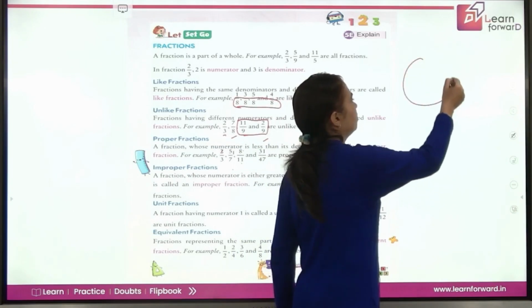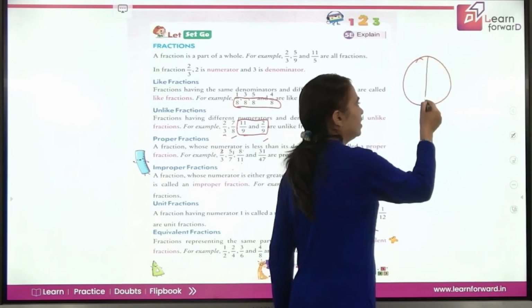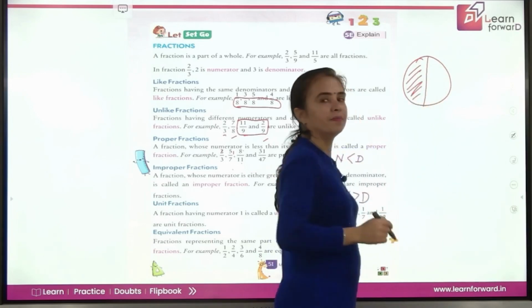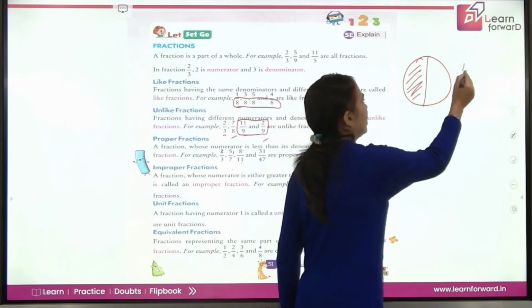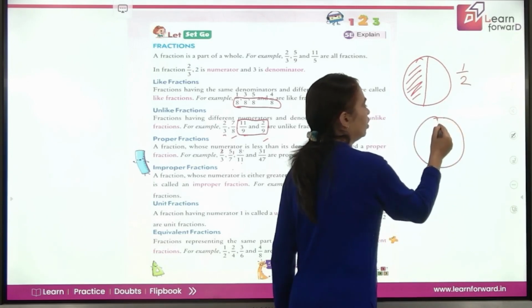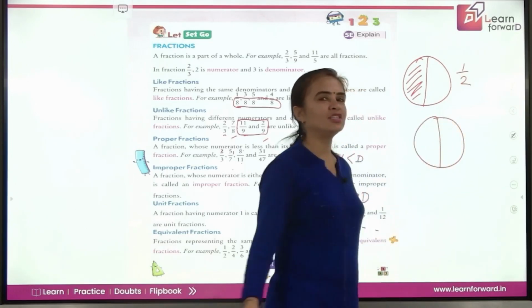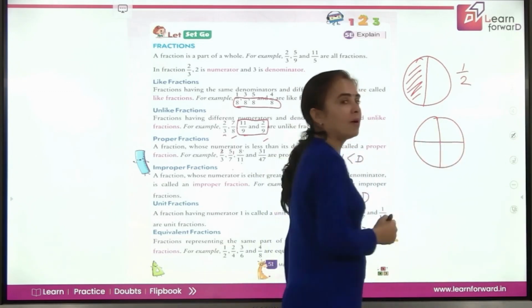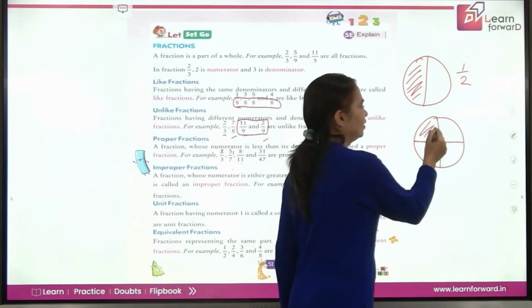suppose you have a pizza. If you divide this pizza in 2 parts, what is this fraction, children? This is 1 by 2. Good. Now, the same pizza. You asked your mother, I want 2 pieces. So, what did mama do? She's smarter than you always. She divided this into 4 parts and now she gave you 2 parts.